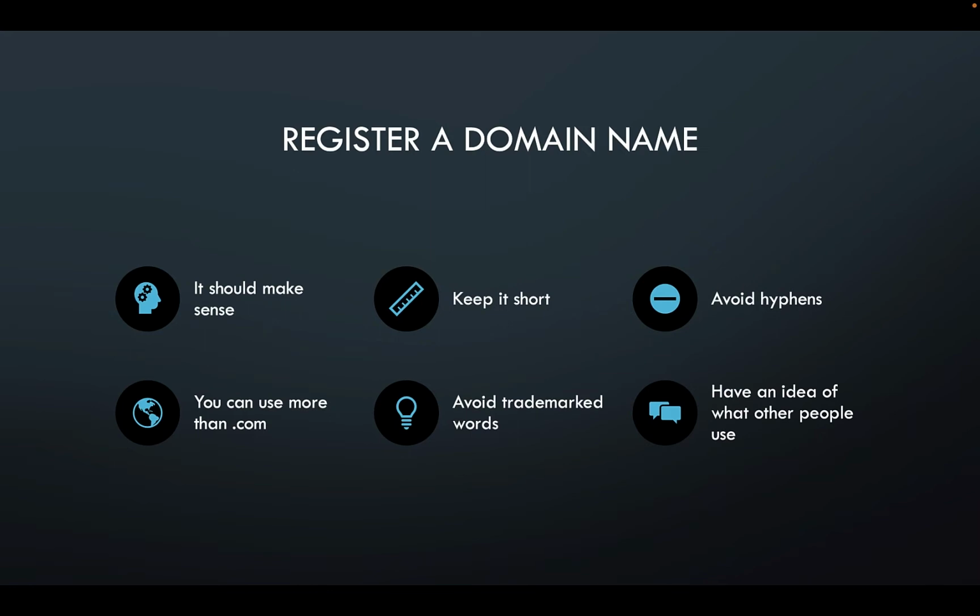You also want to avoid hyphens. You want to try to keep everything as short as possible. You can use more than just .com, so if it makes sense to have .net or .info or something else, you can do that. There are certain ones that you can't do. Like you would need to make sure that you are an actual organization if you wanted to use .org, or you would actually need to be part of the government to do .gov.